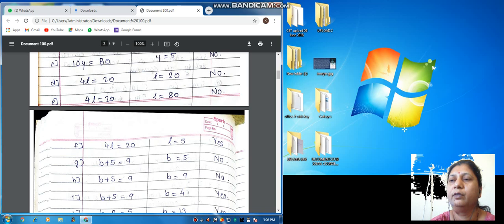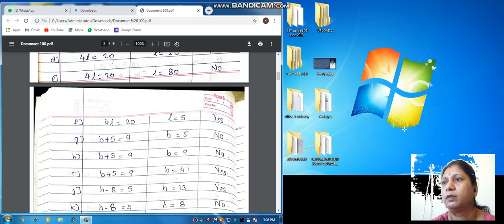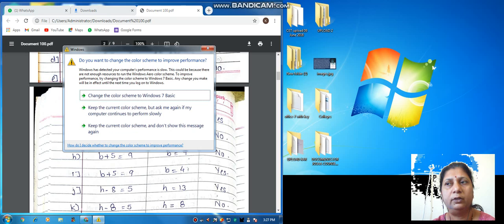F, 4l is equal to 20, where l is equal to 5. So 4 into 5, 4 fives are 20. Right? So yes, it is satisfied. Now next, b plus 5 is equal to 9, and we have to put the value of b is equal to 5. So 5 plus 5 we get 10. Are 10 and 9 equal? No. So it is no.